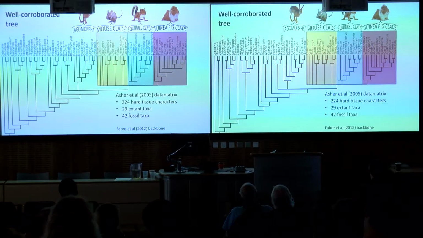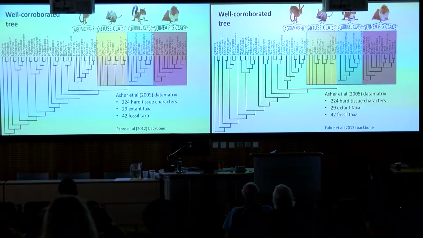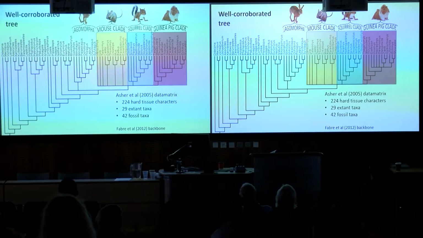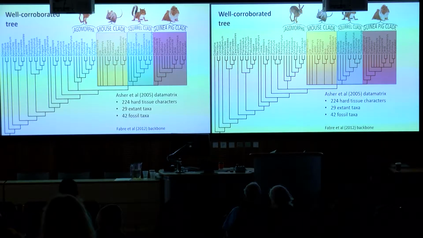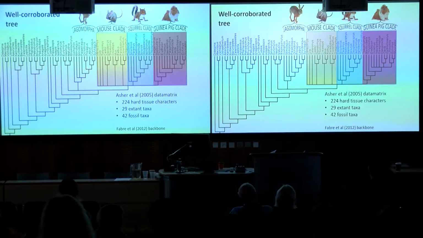And so I made this tree here using the data matrix, and I constrained it using Favre et al. as a backbone. And this backbone is a well-corroborated tree based on molecular sequences for over 1,200 rodent species. And on it you can see the lagomorphs, which are rabbits and hares. And then we've got the three big rodent groups: the mouse-related clade, squirrel-related clade, and guinea pig-related clade. And unfortunately, my mouse-related clade isn't completely resolved, but I'll be referring to this as my well-corroborated tree for the rest of my talk.